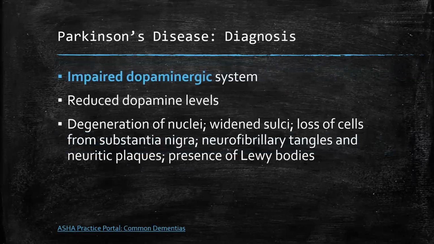So someone with Parkinson's disease has reduced dopamine levels, and you will see several of the other things as well. So the degeneration of nuclei, widened sulci, loss of cells from the substantia nigra, et cetera. They will also have the presence of Lewy bodies.